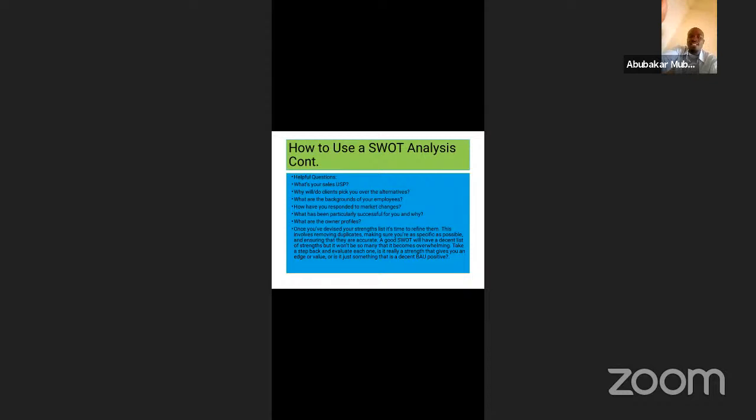What has been particularly successful for you, and why? These are things you also ask yourself, and you think of how to define them. Then, what are the owner profiles, like the stakeholders, what are their profiles? These are all questions in regards to strengths in internal SWOT analysis. Once you have diversified your strengths, it's time to define them, as I have explained. When you have checked all those things and answered all these questions, this is the time to refine them, make changes, make improvements to whatever you have done before.